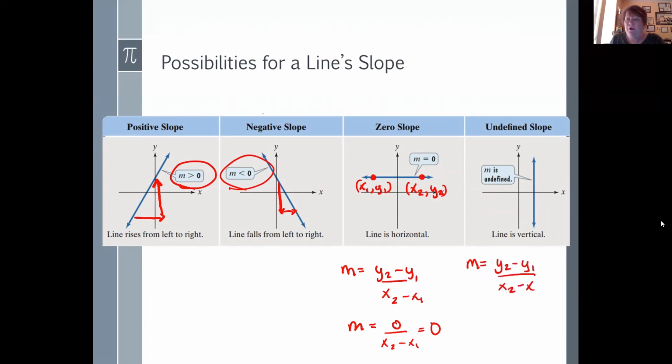If we look at a vertical line, every x value on a vertical line is a constant. So we could label this x sub 1, y sub 1, and this x sub 2, y sub 2. But x sub 1 and x sub 2 are exactly the same number. So what happens is we divide by 0, and we can't do that. That is undefined. So the slope of a vertical line is undefined.